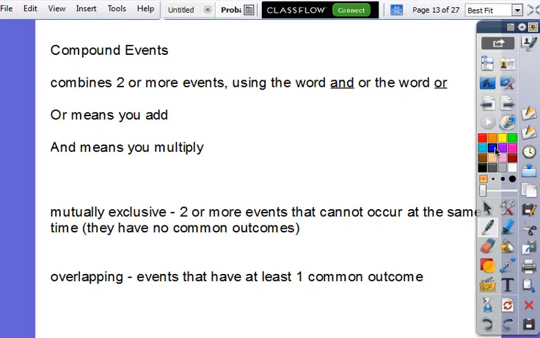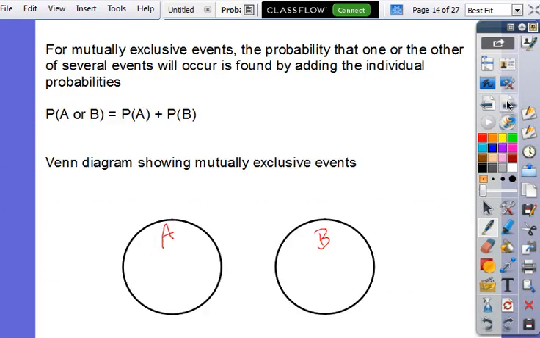Remember, we're talking about compound events, two things happening at one time. Or means add, and means multiply. We're going to get to the multiplying in a little while. Mutually exclusive means they cannot happen at the same time. Overlapping means they can happen at the same time. If it's mutually exclusive, all we've got to do is find the probability of the first one, find the probability of the second one, and add them up. You're done.